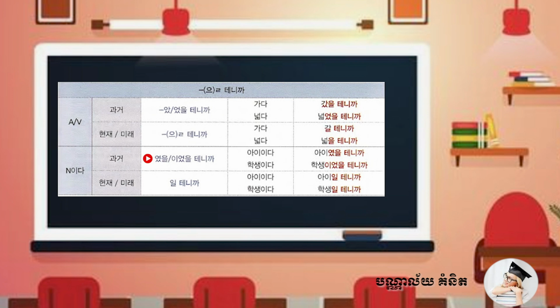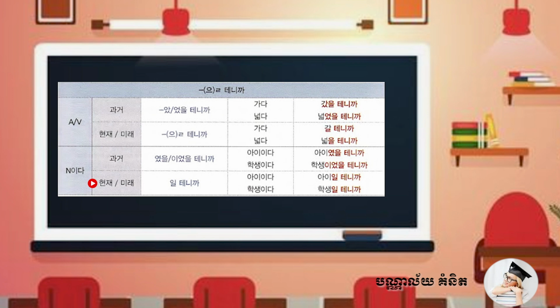과거, the past: 였을 테니까. 아이이다. We look at 아이. 아이 doesn't have 받침, so we use 아이였을 테니까. 학생이다. 학생 has 받침, so we use 학생이었을 테니까.